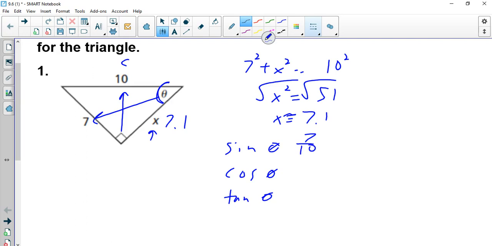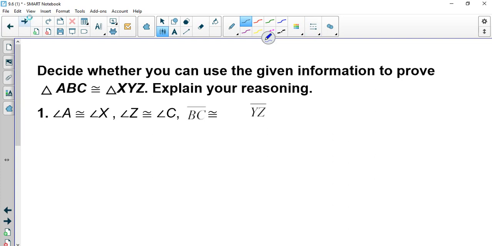Cosine is the adjacent over the hypotenuse. Well, the adjacent's right here, 7.1 over the hypotenuse, which is still 10. And then tangent, TOA, is opposite over adjacent, so that's 7 over 7.1. And that's it. All right.